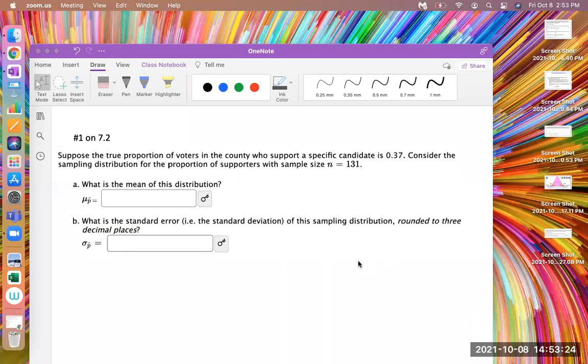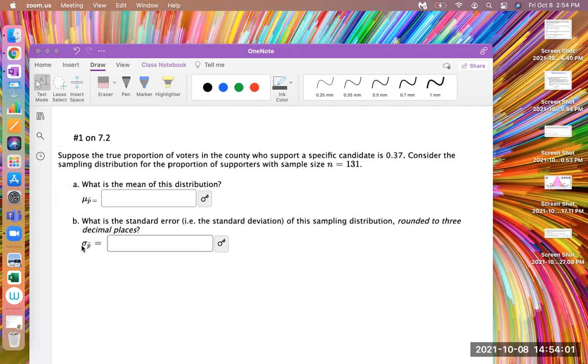Suppose the true population proportion of voters in the county who support a specific candidate is 0.37. Consider the sampling distribution of the proportion of supporters with sample size n equals 131. They're asking for the mean of the sampling distribution of the sample proportion and the standard deviation of the sampling distribution of the sample proportion.